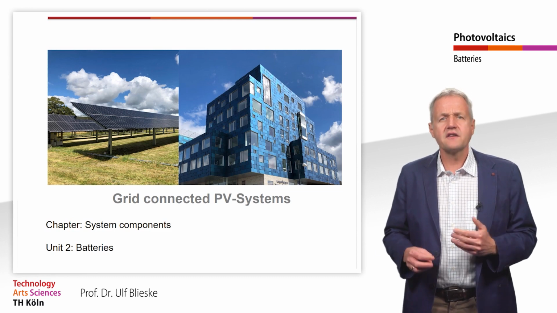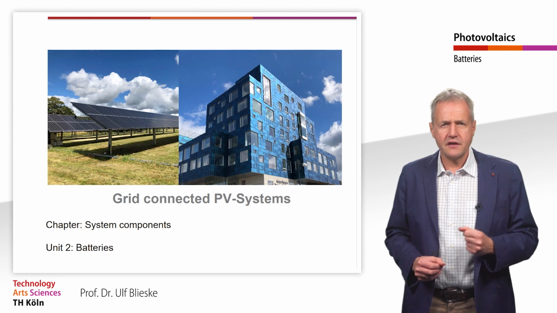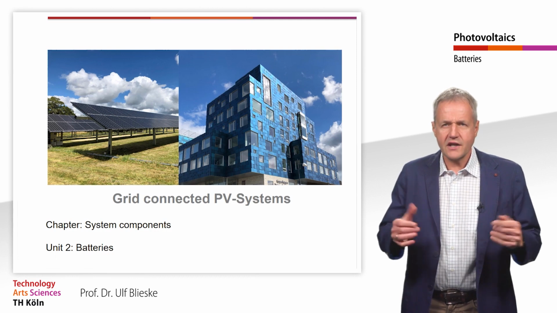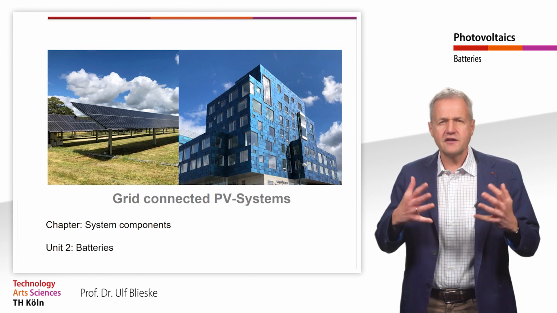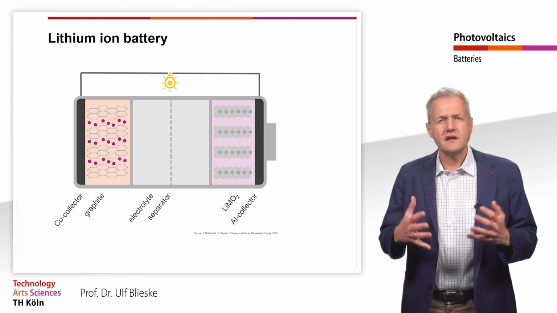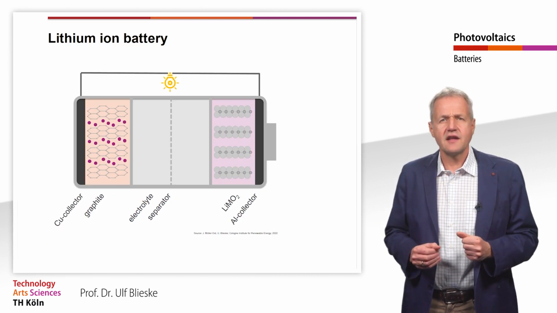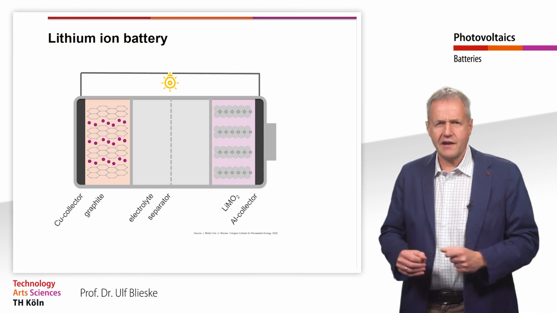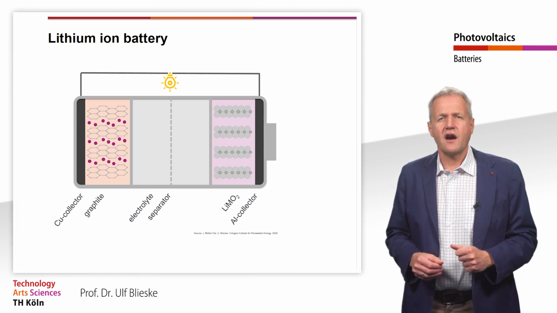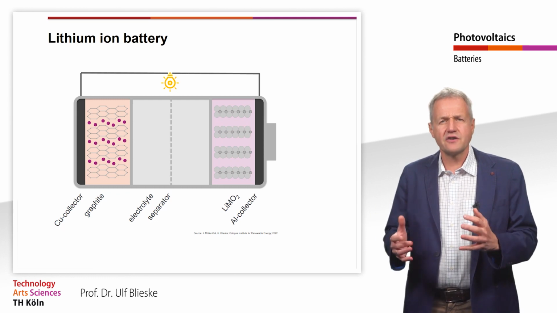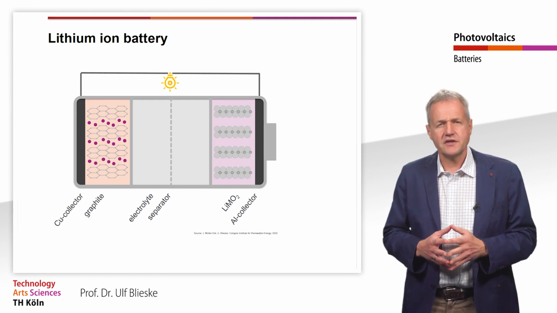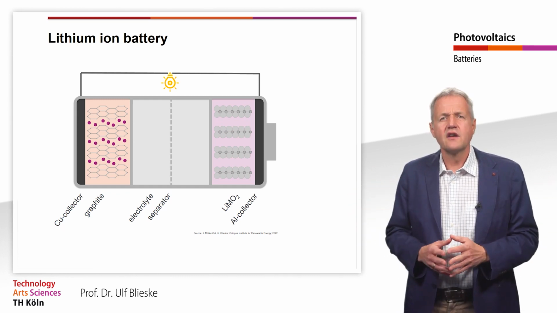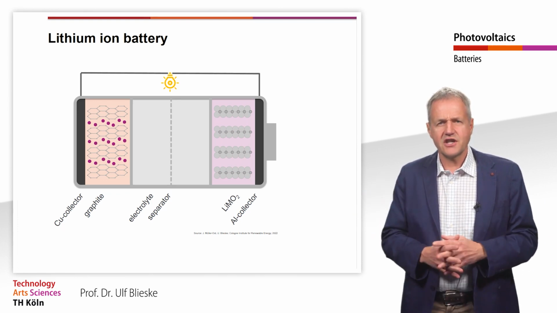To better understand the integration of a battery storage into a PV system, let's first take a look at the structure and basic operation of a lithium-ion battery. Each lithium-ion battery cell consists of two electrodes, a negative electrode and a positive electrode. The electrodes are each composed of a current collector and an active material applied to it. Between the electrodes there is an ion-conducting electrolyte which enables the necessary charge exchange.